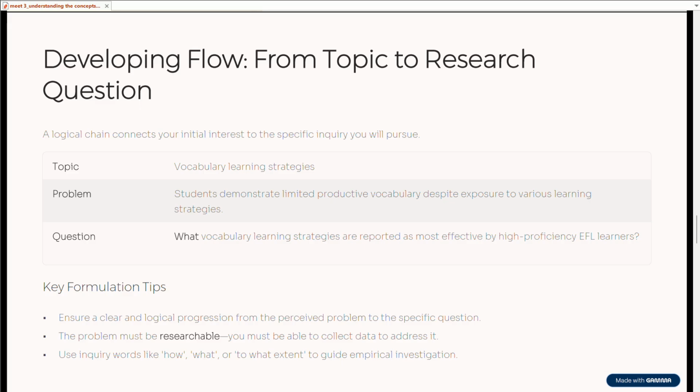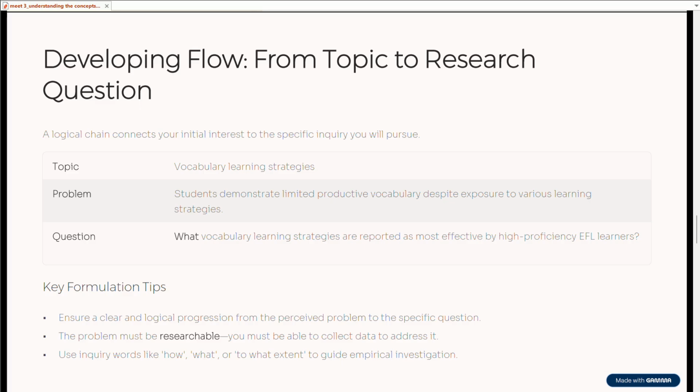Then the question must be researchable. You must be able to collect data to address it. So is it researchable? Yes. What vocabulary learning strategies are reported as the most effective by high proficiency EFL learners? We can ask them by doing some interviews. We can observe how they learn the strategies of vocabulary learning. So it is researchable.